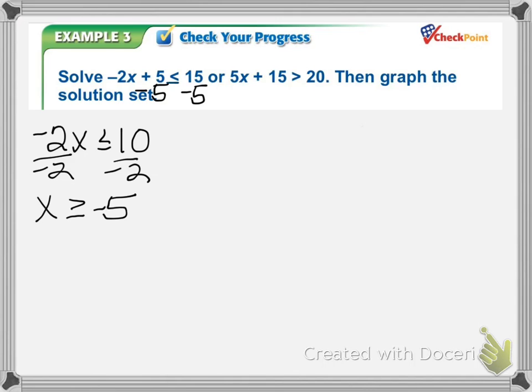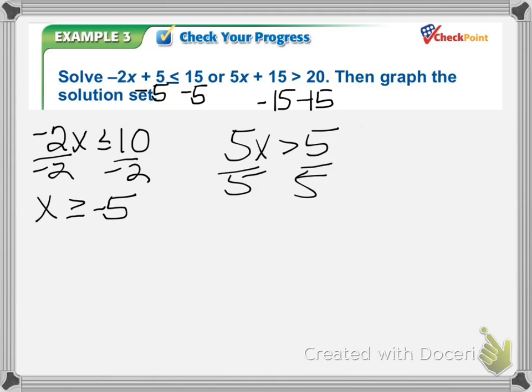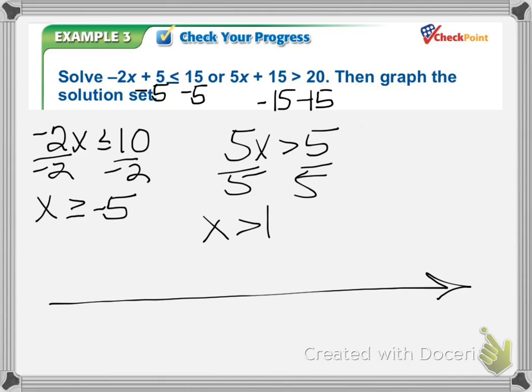Moving on to the 5x plus 15, you're going to subtract your 15. That's 5x is greater than 5, and divide by that 5, and so x is going to be greater than 1. Okay? So then when you put it on a number line, your lower boundary goes first.